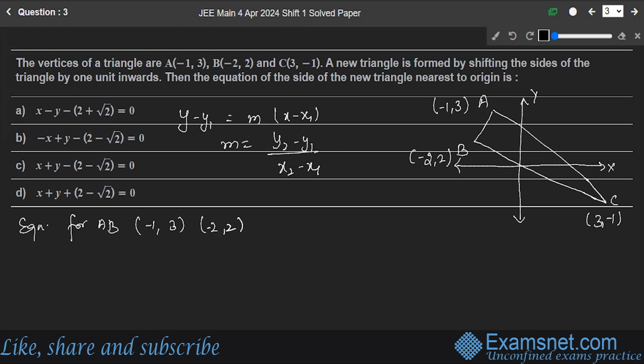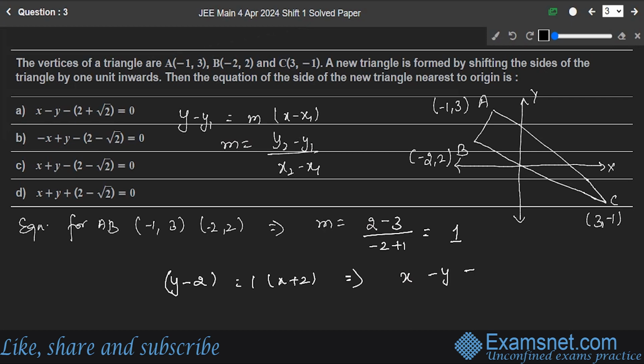Okay, so now first of all, what will be the slope? This will be equal to 2 minus 3 upon minus 2 plus 1, which is equal to minus 1 upon minus 1, that is equal to 1 only. Okay, and next, let's frame the equation. You have y minus 2 is equal to 1 into x plus 2. This gives the equation as x minus y plus 4 is equal to 0. Let's say this is 1.